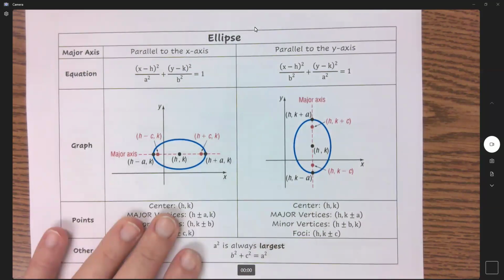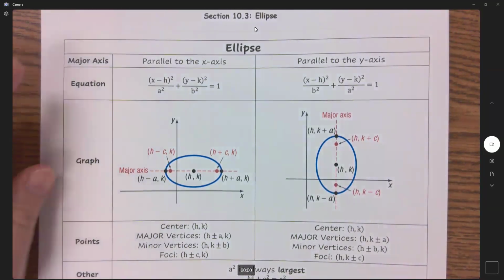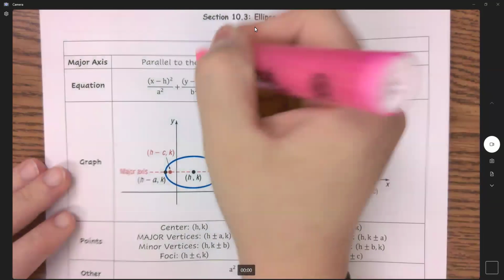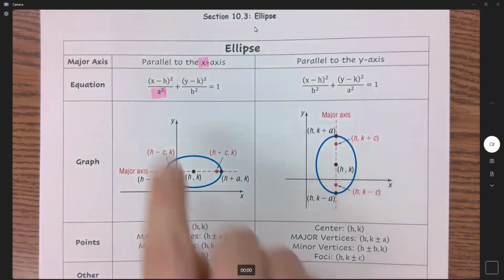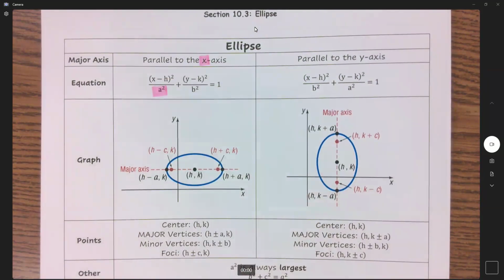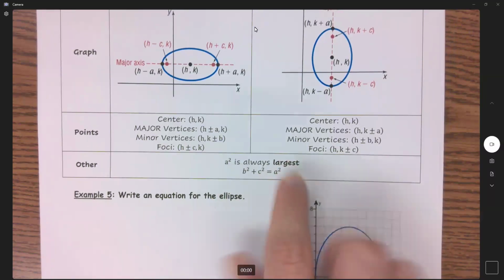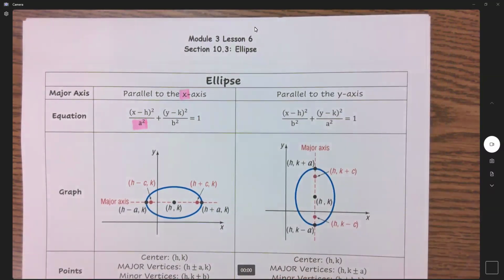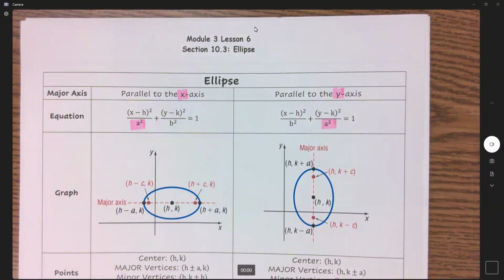So I just took this from your formula sheet, copy and pasted it here into your notes. So we have our two different versions. Here's when it's parallel to the X-axis, and we can tell that it is parallel to the X-axis when my A is under my X. And we know which one is A or B because I have a little note down here that A is always the largest number. Then up here, we know when our ellipse is parallel to the Y, because our A, our larger number, is under the Y. So that's how we can tell the difference.